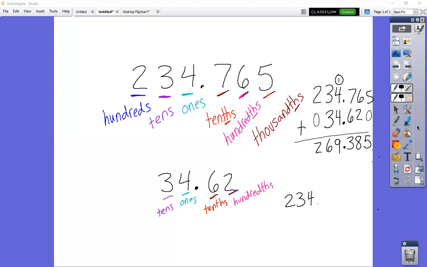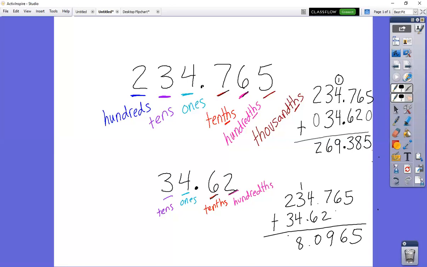234 and 765 thousandths plus 34 and 62 hundredths. Okay, so like that. So then they add this and you get some random number like that, okay? This 3 is in your tenths place, so it needs to be under this 3 that's in the tenths place. So this is not right, okay? You need to line up those decimals, okay? Do you see what I mean? The 4, those are both the ones place.